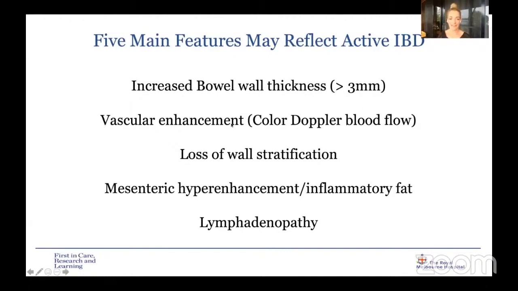We also look for increased vascular enhancement, which is blood flow to the bowel wall, which again reflects inflammation. We look at loss of wall stratification, so those layers that we were pointing out, if that gets murky, which I'll show some definitions or pictures of later on, that also can be a sign of inflammation. We also look for mesenteric hyperenhancement or inflammatory fat, as well as lymphadenopathy, which is probably the least important.